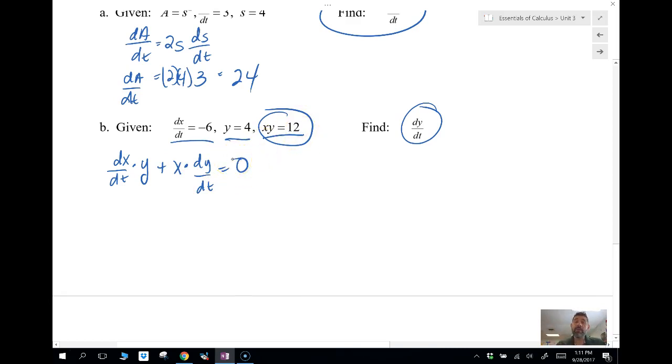Now that I've taken the derivative, I can plug in my values. So I know that dx/dt is -6. I know that y is 4. I don't know what x is, but I'm going to find it right now. And I'm looking for dy/dt.